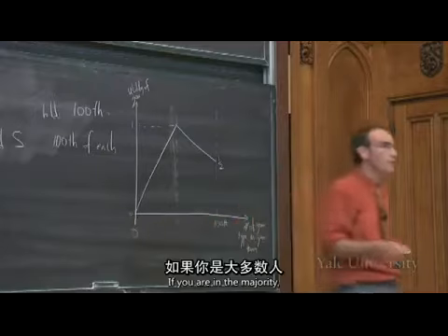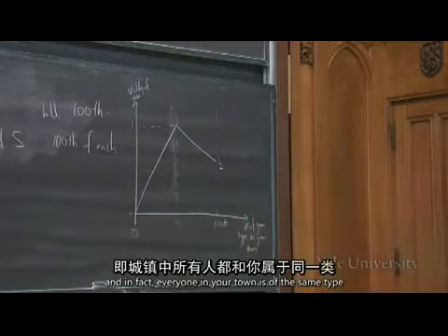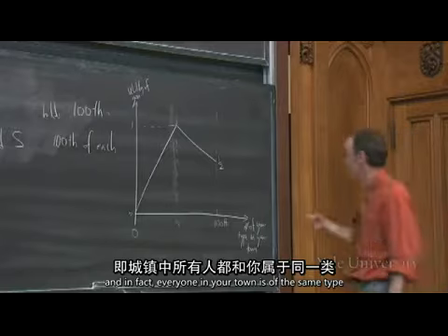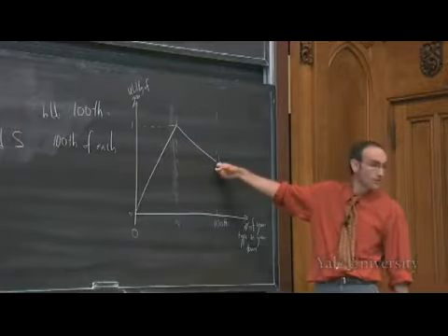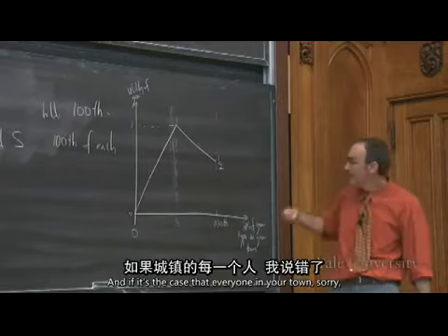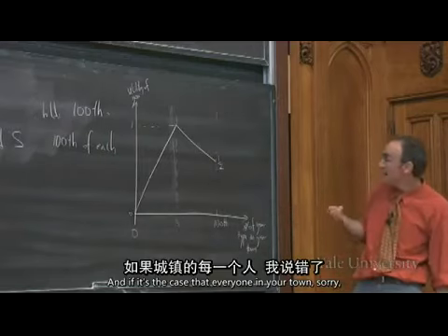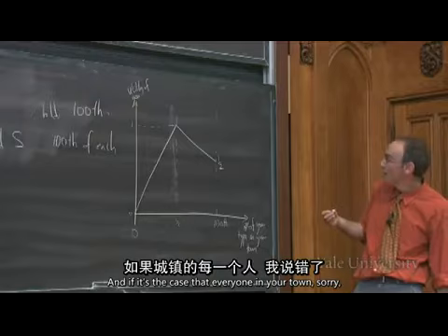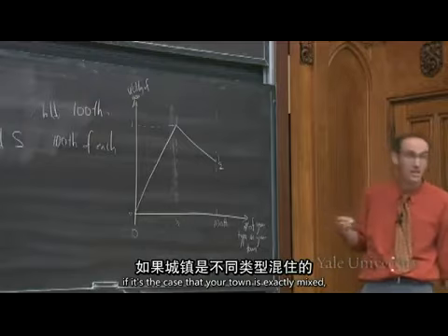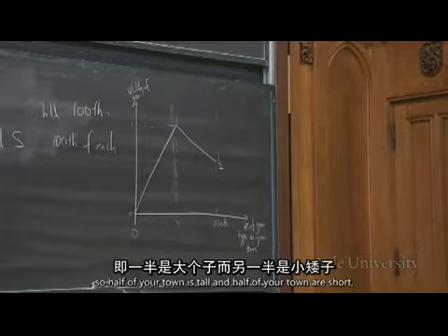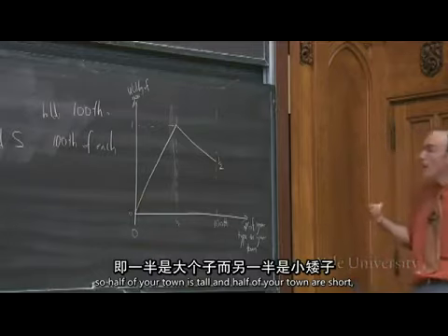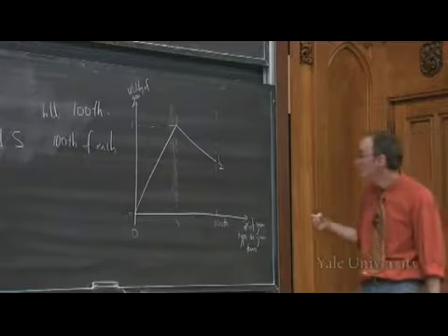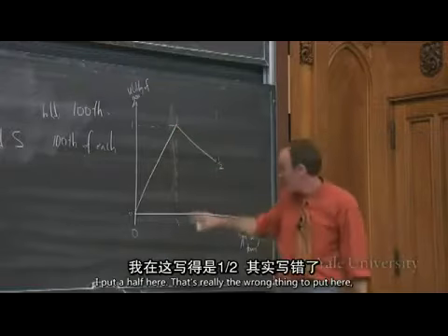All right? If you are in the majority, and in fact everyone in your town is of the same type, then you get a payoff of 1/2. And if it's the case that your town is exactly mixed, so half of your town are tall and half of your town are short, then you get a payoff of 1.